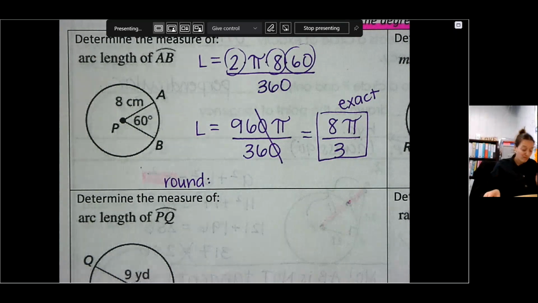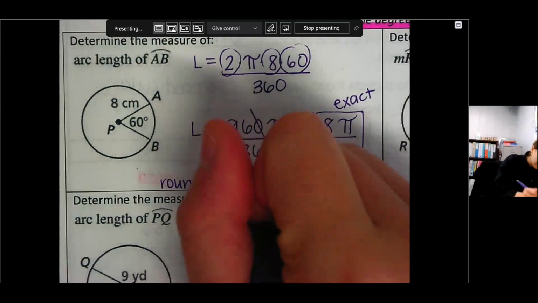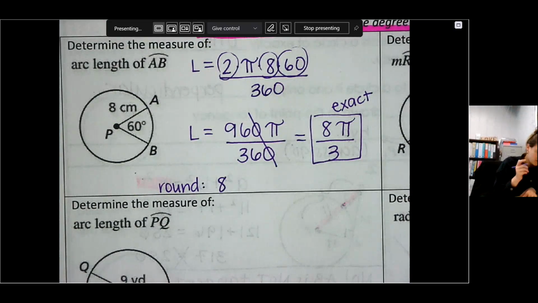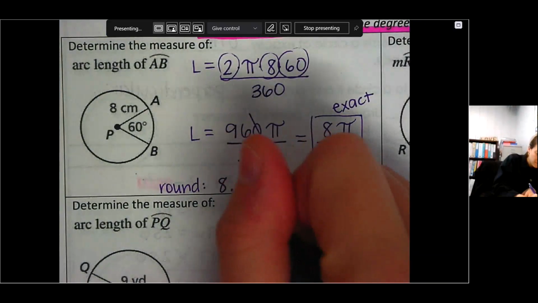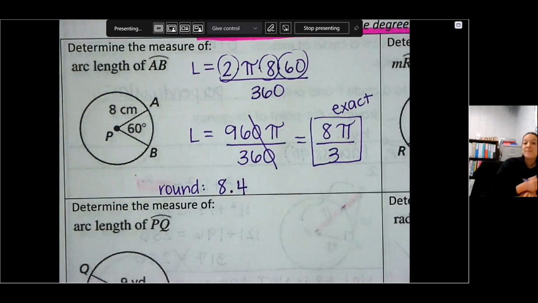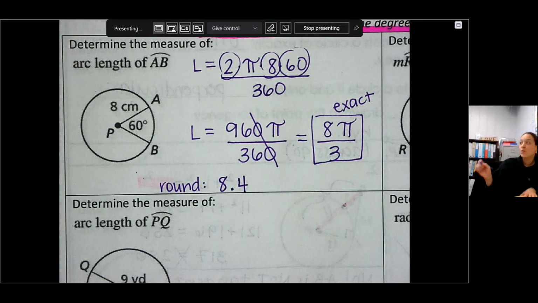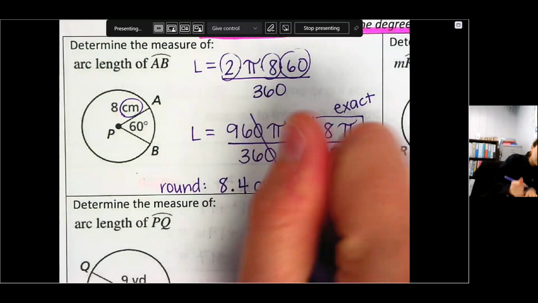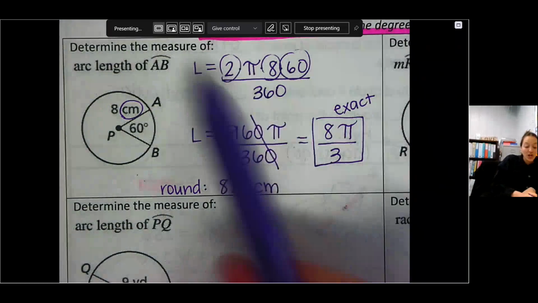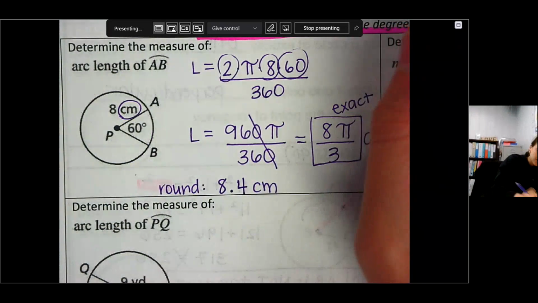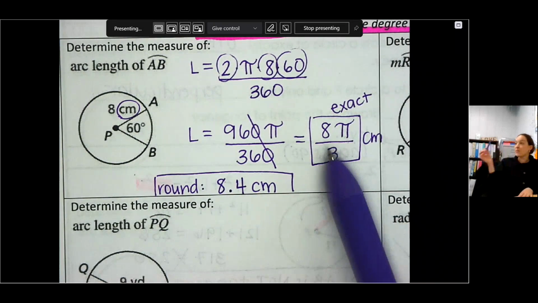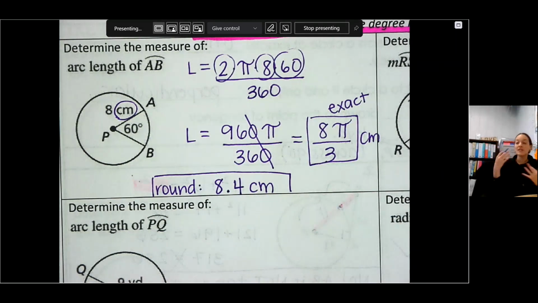Round to the tenth. What do you get? About 8.4. And because we're talking about length, we're talking about distance, our answer should be in centimeters. So actually I should put centimeters here as well. So if I ask you for it as exact, that means leave the pi symbol. If I ask you to round it, that means actually multiply it times the pi.